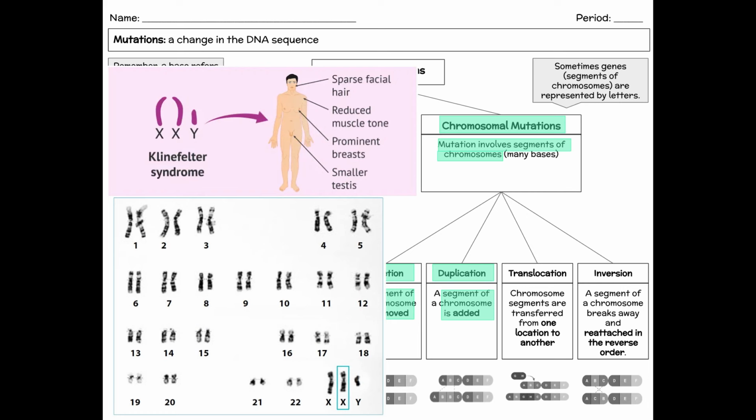Klinefelter syndrome is an example of a duplication mutation, where males have the XXY genotype for their sex chromosomes rather than the XY genotype. This means that they have a total of 47 chromosomes instead of 46. They present as typical males but may be missing one or both testes, meaning they are infertile.